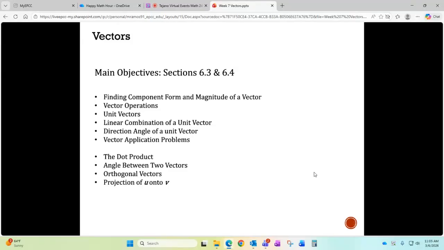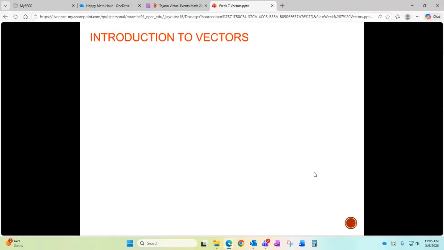We're going to look at vector operations, unit vectors, linear combinations of vectors, direction, angle, look at some word problems, and then finish off with the dot product, an angle between two vectors, orthogonal vectors, and a projection of vector u onto v. So let's go ahead and get started.